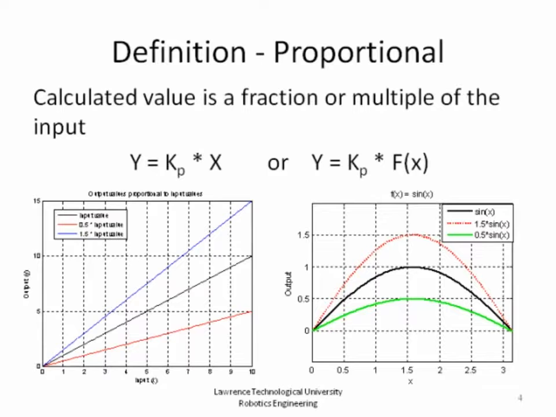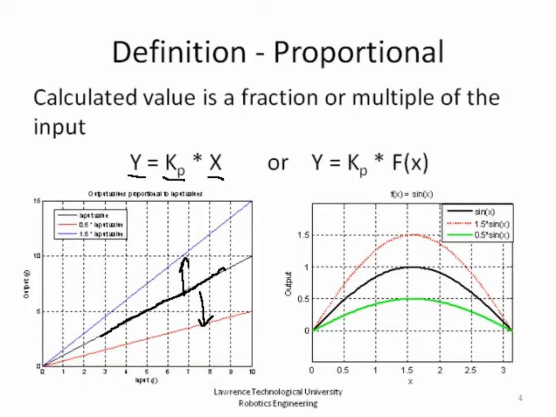Definitions. When we talk about proportional, what do we mean? It means here that the calculated value is some fraction or some multiple of the input. So our output y is a proportional constant, k sub p in this case, times the input x. Here I have a graph where this line is x, and I have a line that's 1.5 times x, and a line that's 0.5 times x. Each of those blue and red lines is proportional to the black line, because they're just a constant fraction or constant multiple.